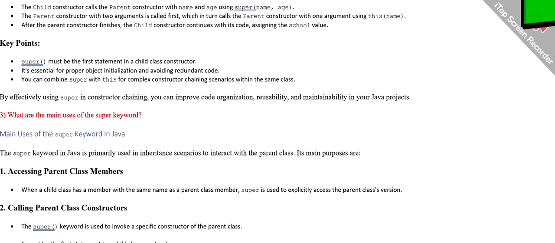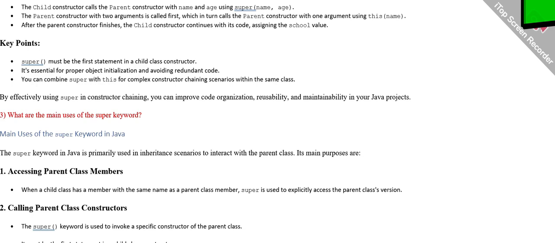Key points. Super must be the first statement in a child class constructor. It's essential for proper object initialization and avoiding redundant code. You can combine super with this for complex constructor chaining scenarios within the same class. By effectively using super in constructor chaining, you can improve code organization, reusability, and maintainability in your Java projects.